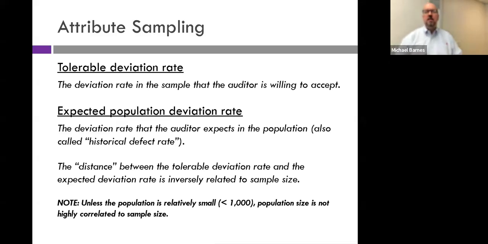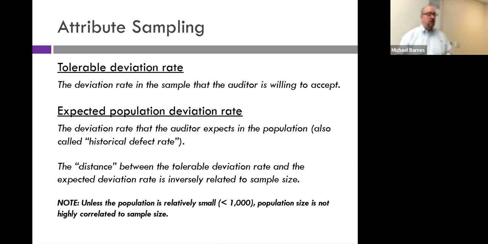And it's not necessarily difficult, but it can be a little bit hard to organize the thoughts here in this area. So tolerable deviation rate is just the deviation rate in the sample the auditor is willing to accept. So the number of deviations that we can accept and still think that a control is effective, something like that, all right? Tolerable deviation rate is expressed as a percentage.